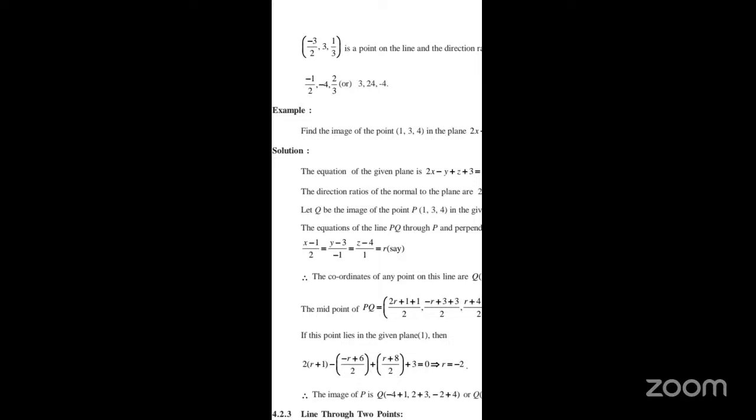Image problem: without the image problem, we can't expect the final examination. Okay, find the image of the point (1, 3, 4) in the plane 2x minus y plus z plus 3 equal to 0. Now that is the problem.